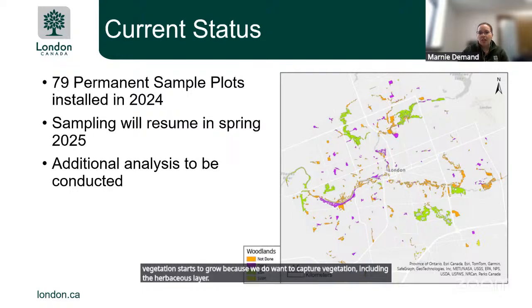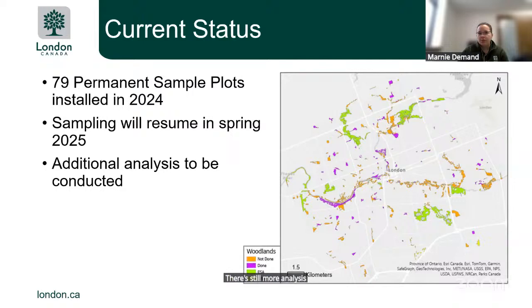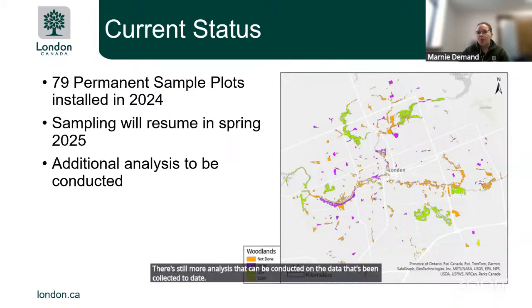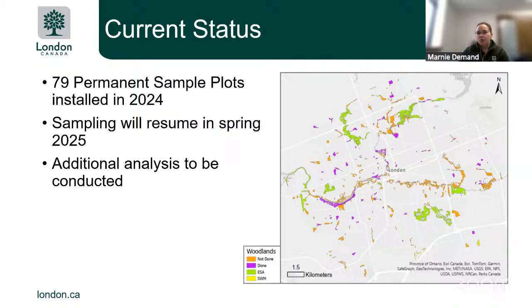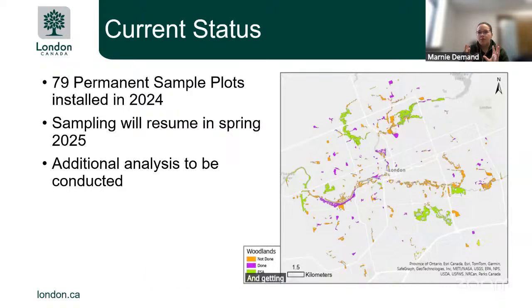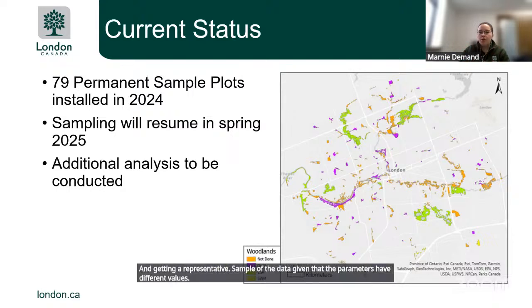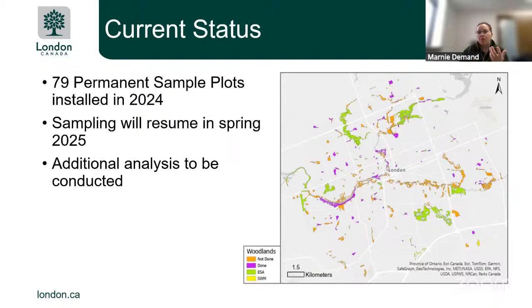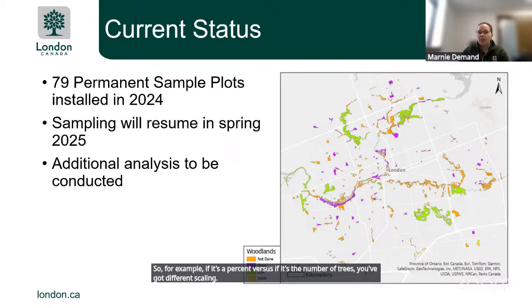There's still more analysis that can be conducted on the data that's been collected to date. However, there are some challenges with that in terms of the weighting of different attributes, and getting a representative sample of the data, given that the parameters have different values. So, for example, if it's a percent versus if it's the number of trees, you've got different scaling, which was causing some complications.